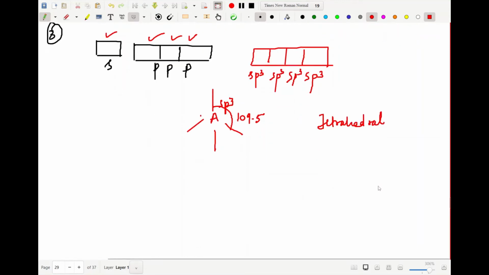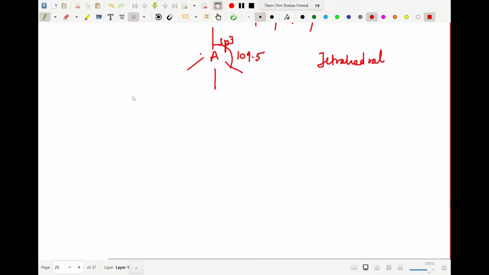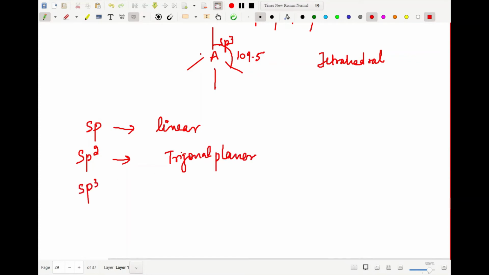Just to give you a closure, we have sp hybridization, in which one s and one p are mixing together. The maximum capacity is going to be, of course, 4, and the structure is going to be linear. In sp2 we have three bonds. The shape is going to be trigonal planar. Three bonds are going to exist. And sp3, which means four bonds, so it's going to be tetrahedral.